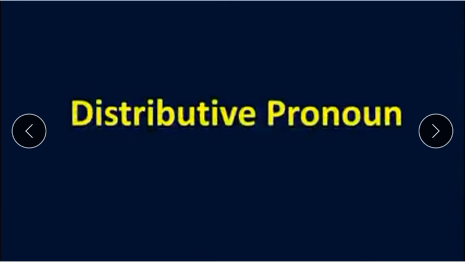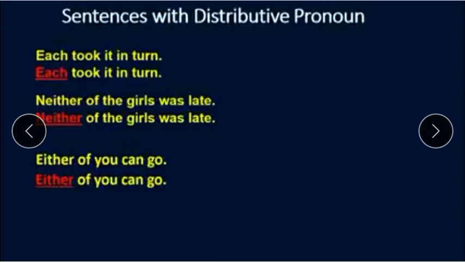Next is the distributive pronoun. Distributive pronouns are used to refer to people or things taken one at a time. They always take a singular verb. We'll learn with the help of examples. Each took it in turn. Each means singular, one thing. So each is the distributive pronoun here.